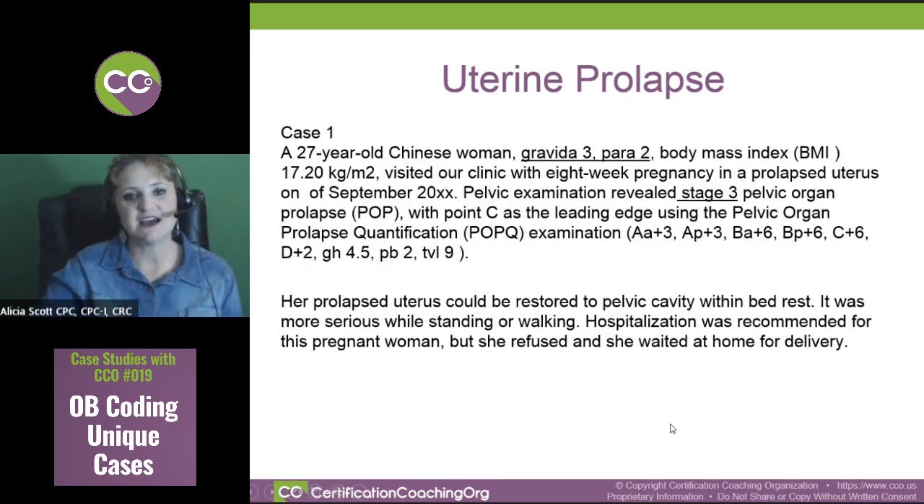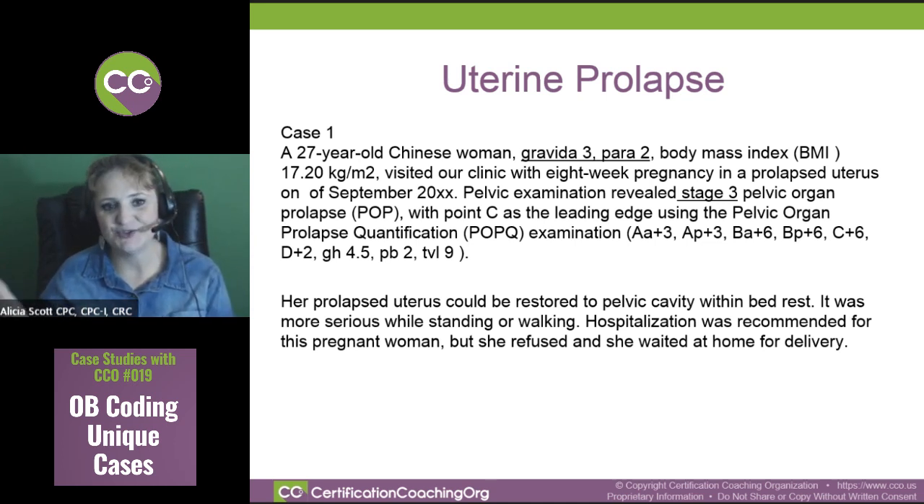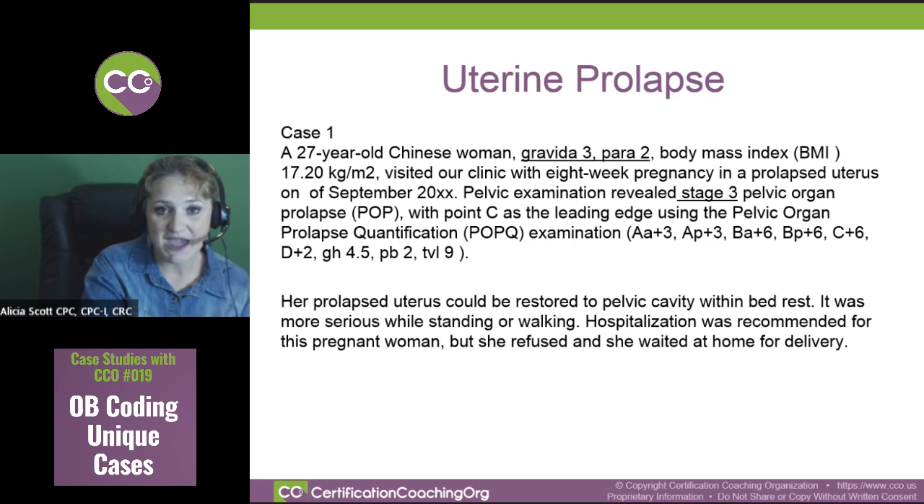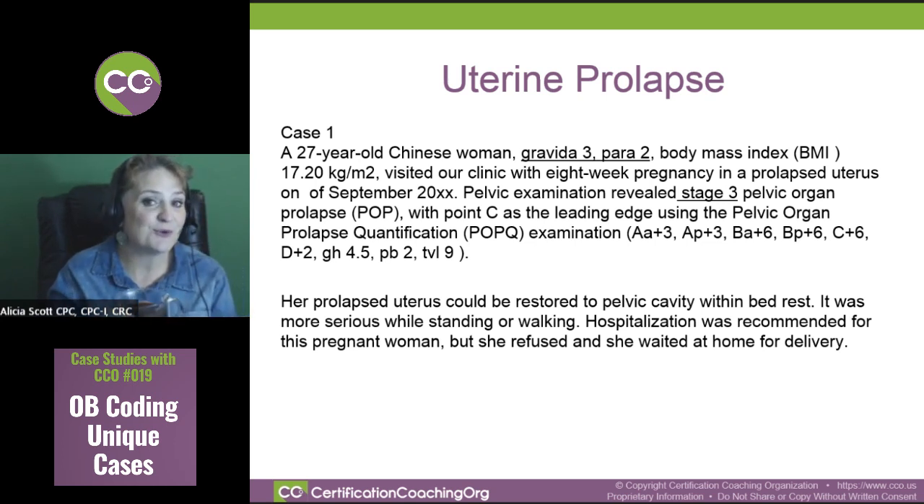Okay, let's talk about the first case. Now we are going to, again, in this case, not necessarily talk about all of the codes. We will, but we're going to get a little more in depth on what we need to abstract, just like we did before. So the first scenario that we did was about something completely unique you've probably never heard of. Now, most everybody has heard of uterine prolapse. You may or may not have to code it, but you don't code it necessarily the way you think you do.